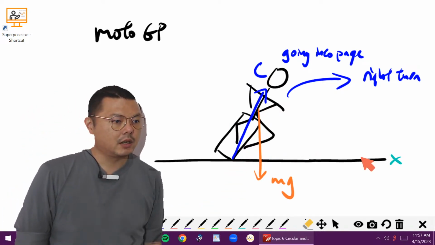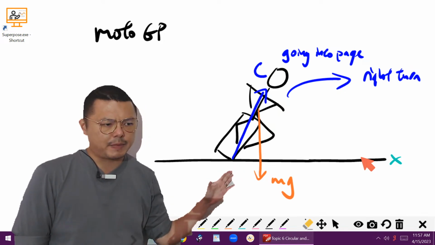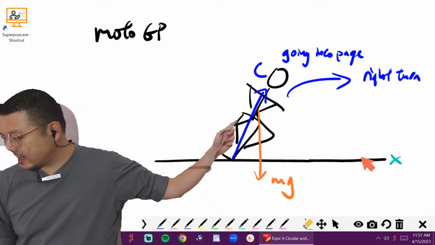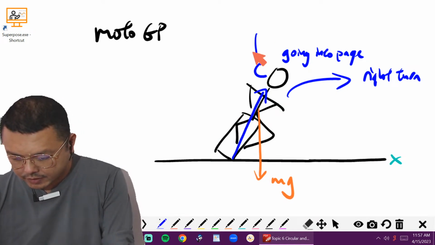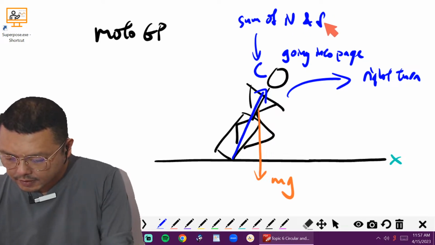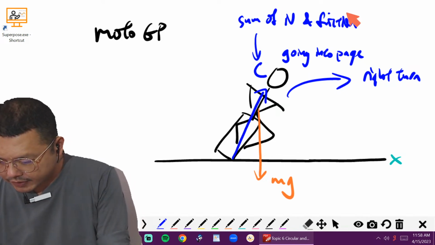You understand this? So you've drawn the diagram already. Try to use pencil to draw the forces. And understand that the contact force is basically the sum of normal and friction combined.